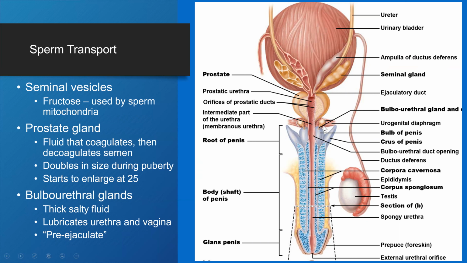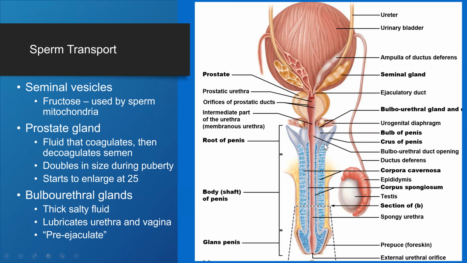Now, the bulbourethral glands produce a thick salty fluid that lubricates the urethra and vagina, and that's what we call pre-ejaculate. So first we will have some pre-ejaculate fluids, and then semen, pretty much.